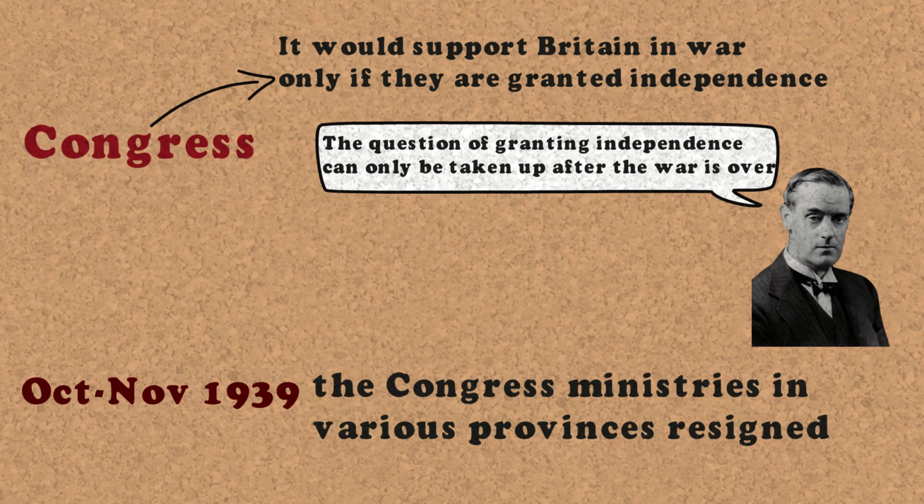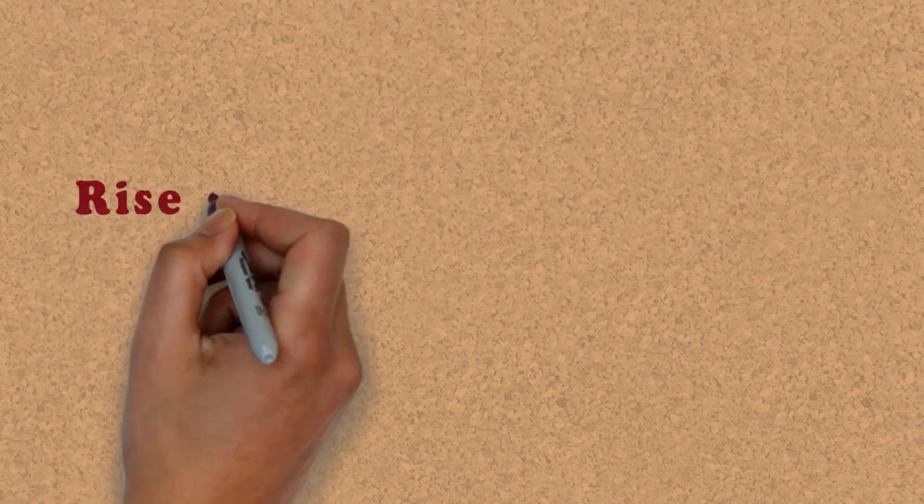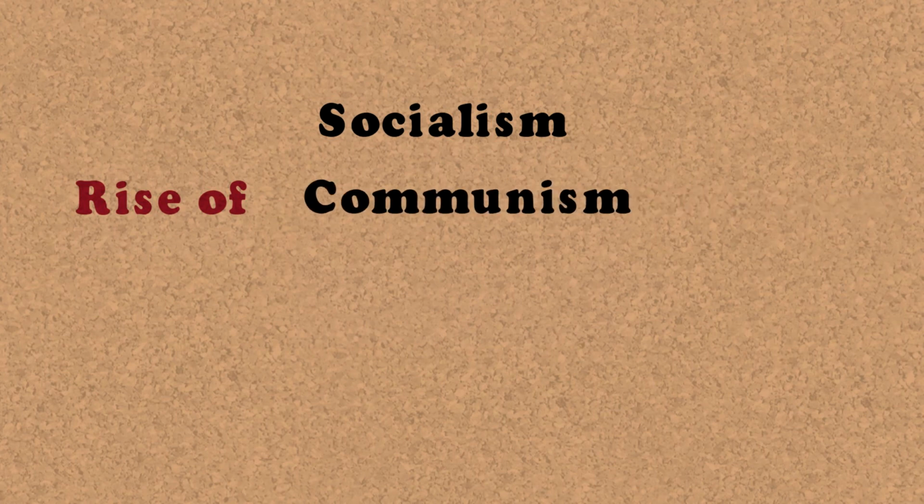Now before we see how the struggle for independence moved forward during the Second World War, let's see how this period also saw the rise of socialism, communism, and more importantly, the rise of communalism in India.